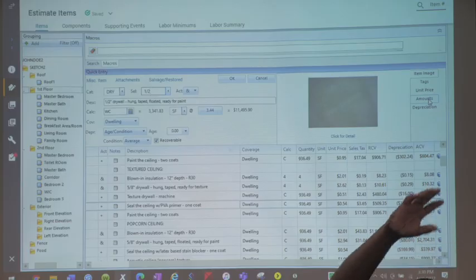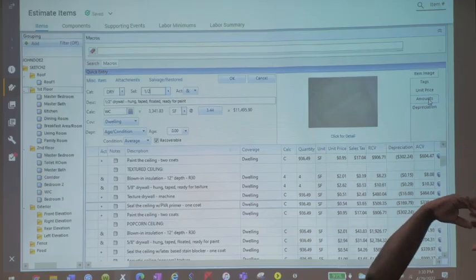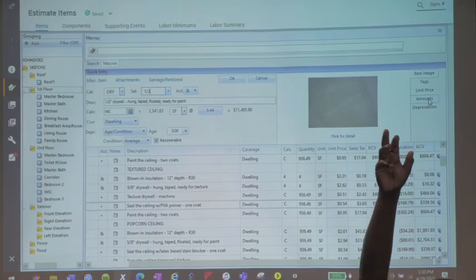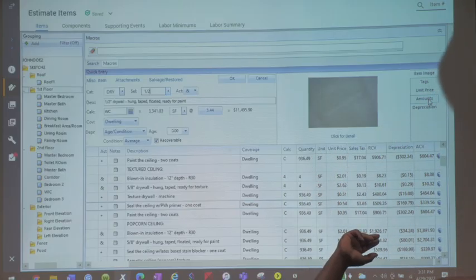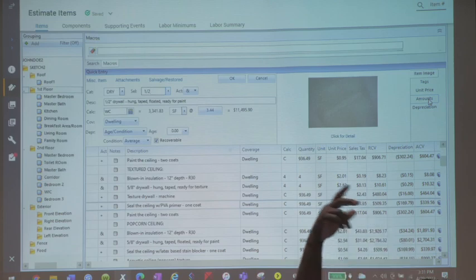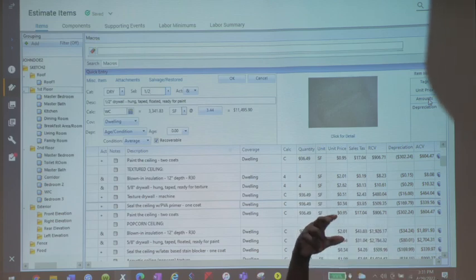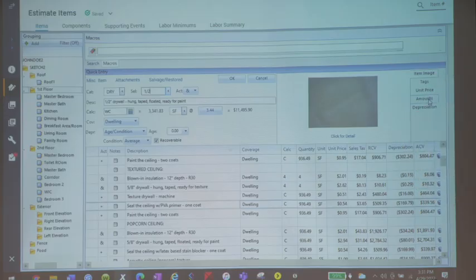Now, if you ever have to go search for an item that's not in the macro, an unusual item, like an air conditioning condenser unit, just keep in mind you gotta depreciate it when you bring it in, because it's not gonna come in depreciated. Whenever you have to go out and find a line item that's different from the macro, just remember, depreciate it. Because it's not gonna come in depreciated. Okay? You good, guys? Let's go.